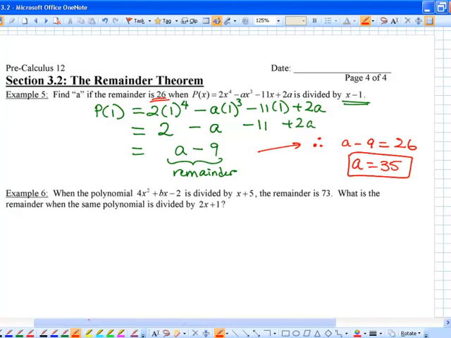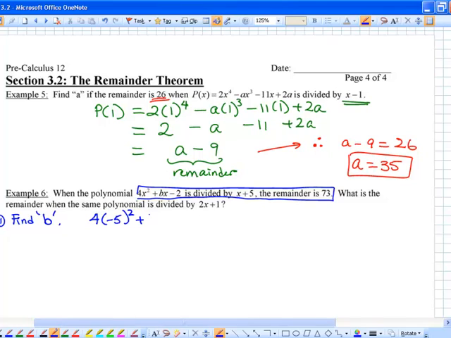Okay. You try number 6 then. So looking at that first part, I think you should be able to find B. So step 1, find B. Go ahead and do that. And if you thought about plugging in negative 5, you thought correctly. And if you thought this thing equals the remainder of 73, you thought correctly.